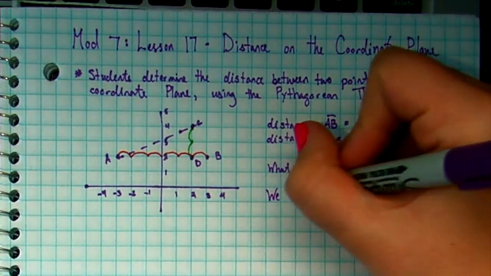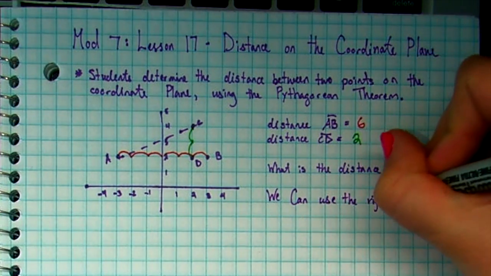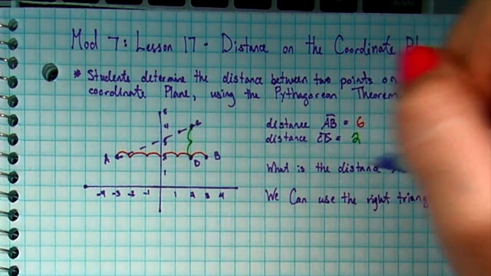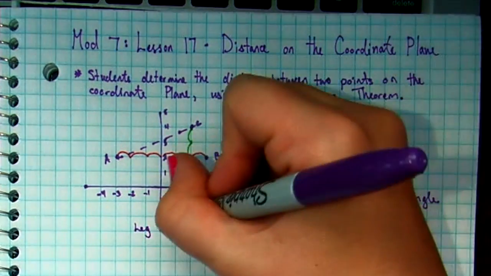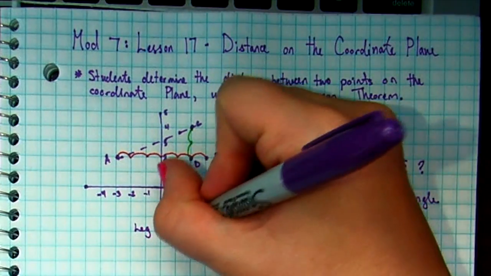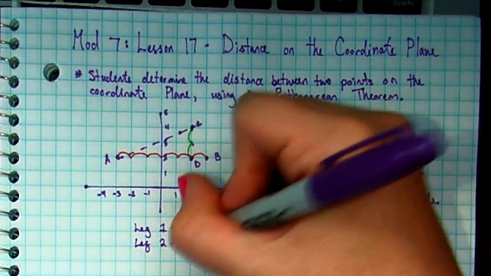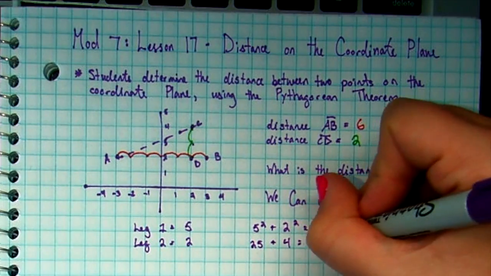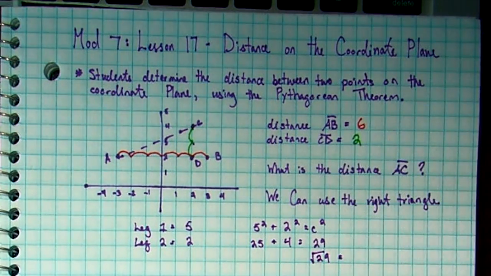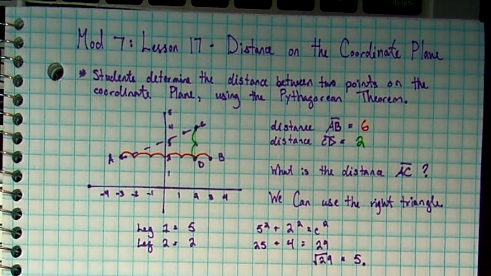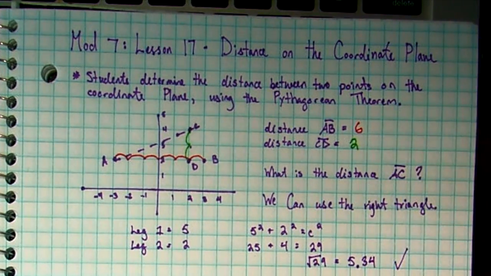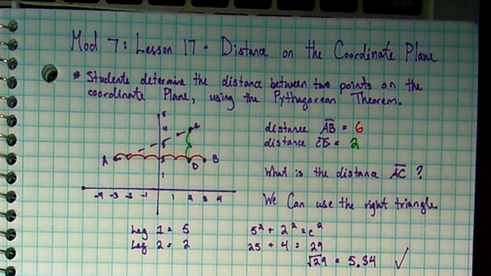What you can see here is that there's a triangle, and it is a right triangle because it's on the coordinate grid. We can use that information to figure out the length of the hypotenuse. The first leg of the triangle is from A to D, and that's got a length of 5. The second leg is from C to D, and that has a length of 2. When I plug it into my Pythagorean theorem, I get 5 squared plus 2 squared equals c squared. 25 plus 4 equals 29, and the square root of 29 is approximately 5.34. So that would be the distance between A and C.